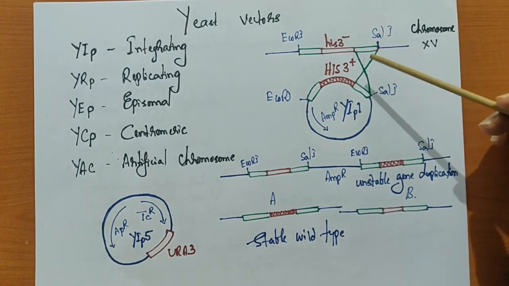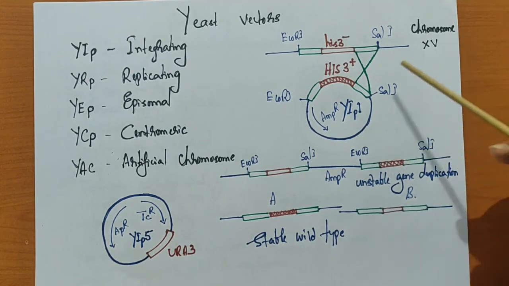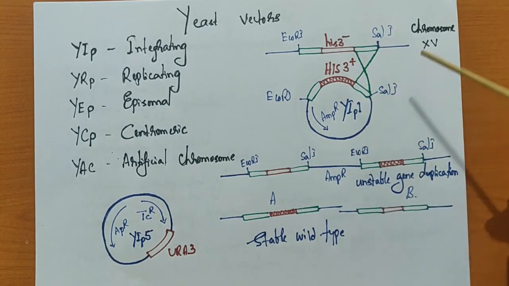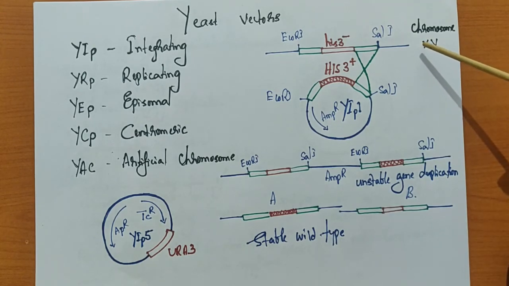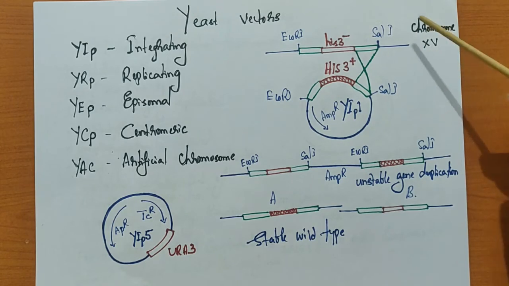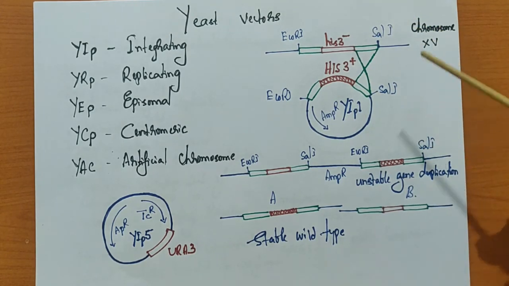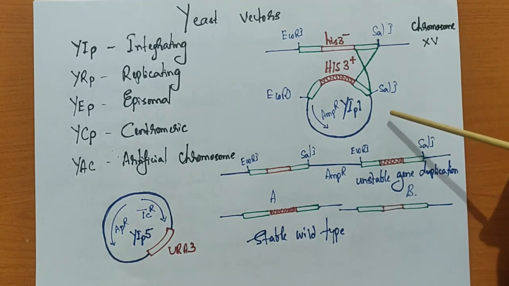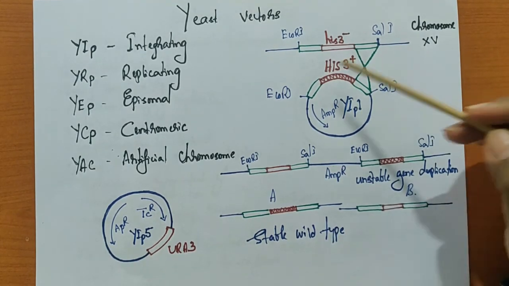Now usually the process is that we take this particular DNA. We take this yeast auxotroph, we remove the cell wall, so we create a spheroplast. Now to this particular spheroplast, I think we are going to add calcium chloride and polyethylene glycol with this particular DNA.